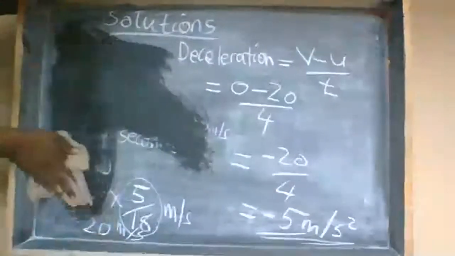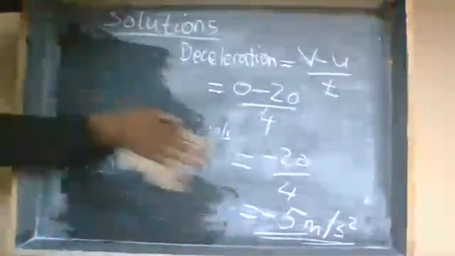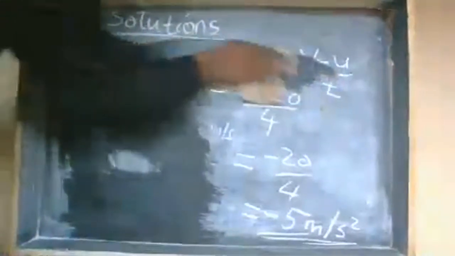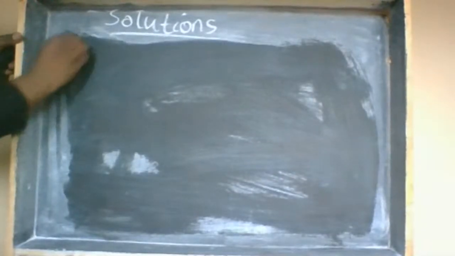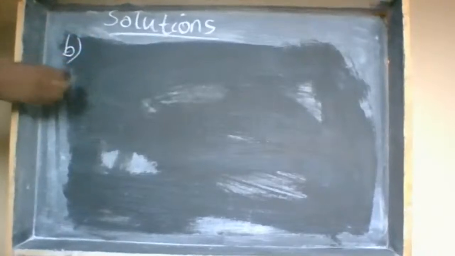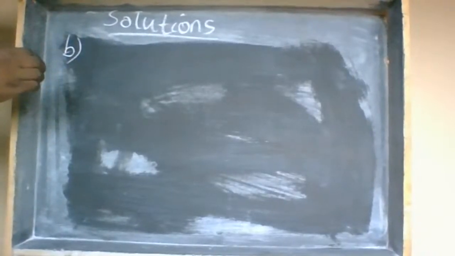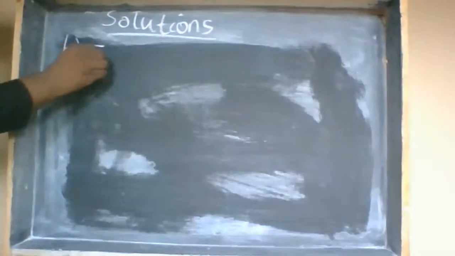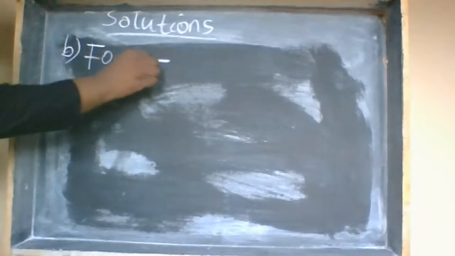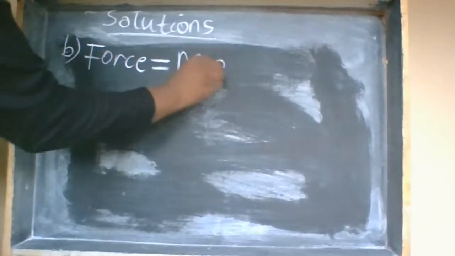Now we go on to part B, where we calculate the braking force. When they say braking force, it's just a way of confusing you in an exam, but what they're talking about is for you to calculate the force. So force is equal to mass times acceleration.